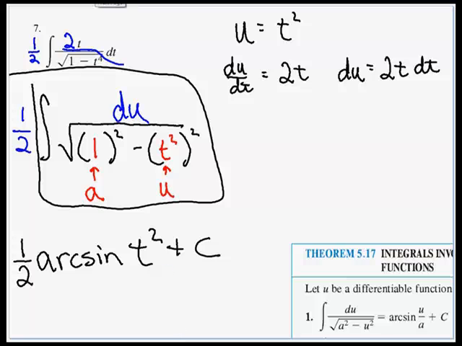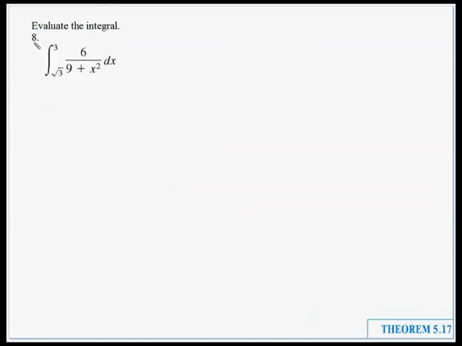All right, one more. Number 8 here. Evaluate the definite integral from root 3 to 3 of this quantity. And my denominator is a function, 9 plus x squared. If I take the derivative, it'd be 2x. I have a constant, but I don't have an x, so it's not going to be logarithmic.